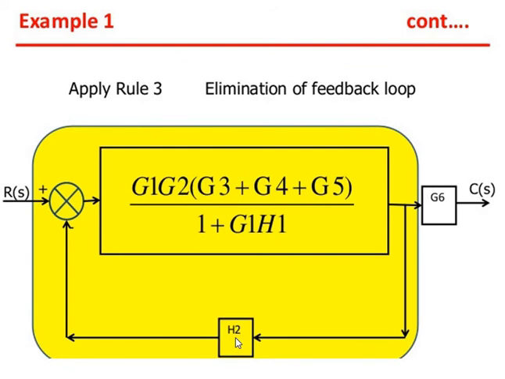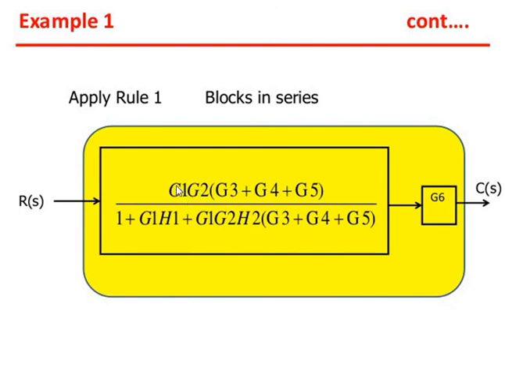Now here H2 is the feedback path element. To solve this, we have to apply rule 3, elimination of the feedback path loop. Here the sign is minus, so it becomes plus. So the whole is G1 divided by 1 plus this block into H2. So here this block G1 G2 upon 1 plus G1 H1. So by solving this we get this kind of equation.